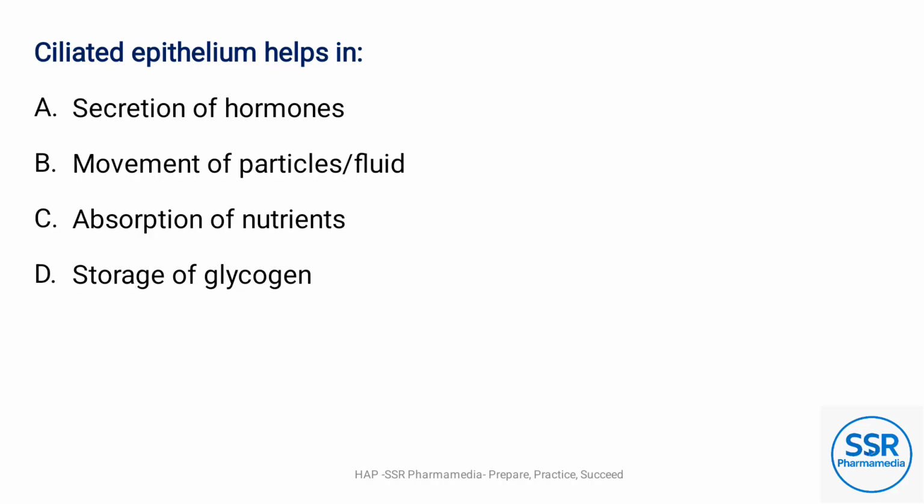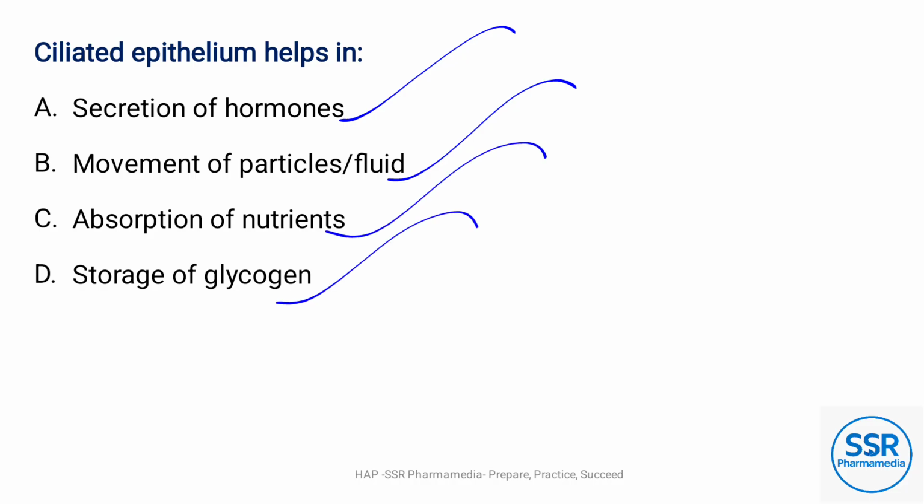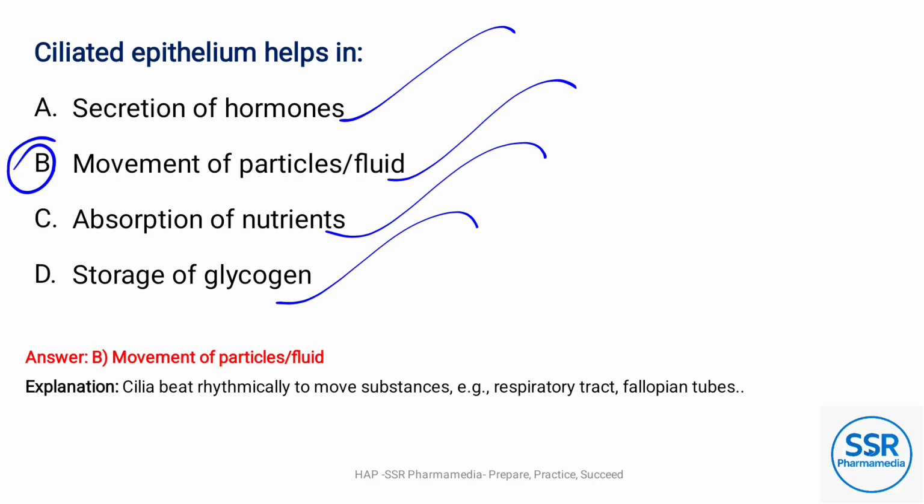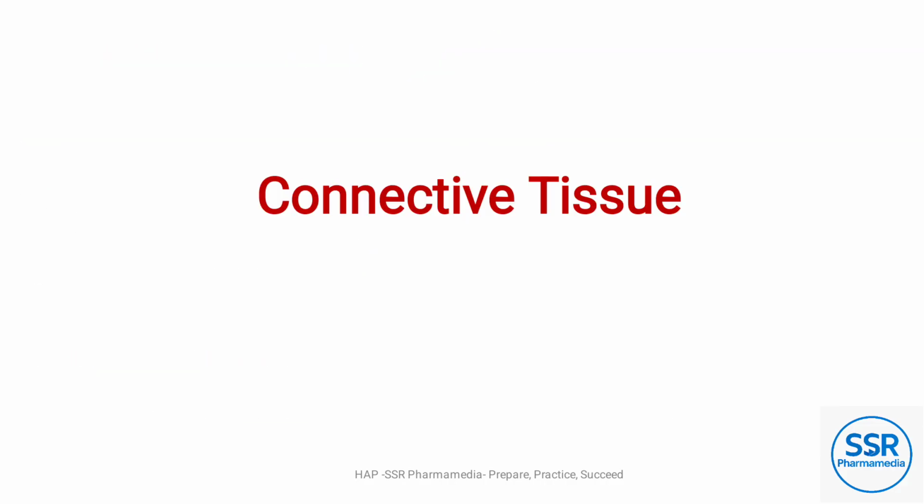Next question: ciliated epithelium helps in option A, secretion of hormones; option B, movement of particles and fluid; option C, absorption of nutrients; option D, storage of glycogen. The answer is option B, movement of particles and fluids. Cilia beat rhythmically to move substances, for example in the respiratory tract and fallopian tubes.